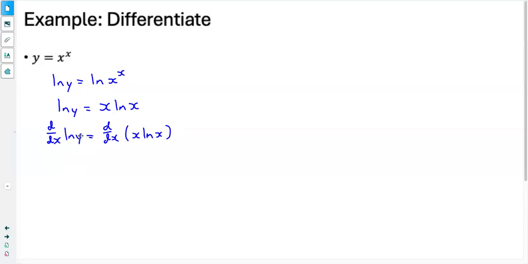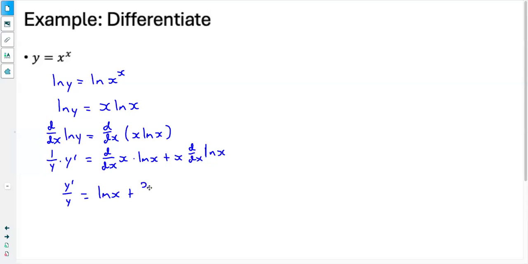Now our derivative of our natural logarithm of y is just going to be 1 over y times the derivative of y, which is y prime. And that's going to equal, on this side we have two things multiplied, so we have to use our product law. So d dx of x times the natural logarithm of x, plus x times d dx of the natural logarithm of x. So I've got y prime over y equals our natural logarithm of x plus x times 1 over x.